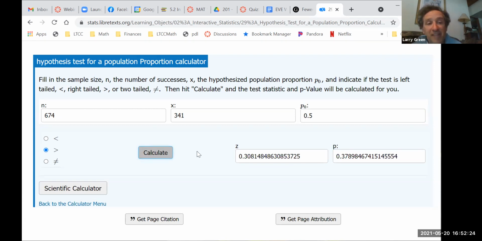Okay, notice, by the way, the test statistic is Z, not T, with proportions. There is no Student's T distribution, it's just normal. And I'll just look at it. How about 0.3081?